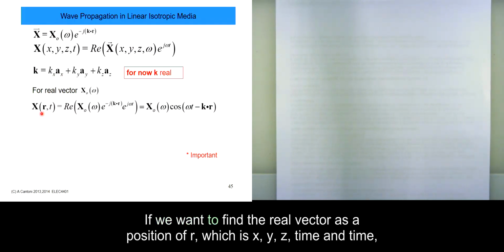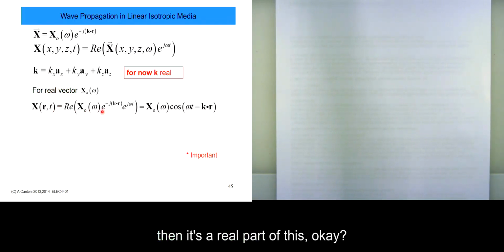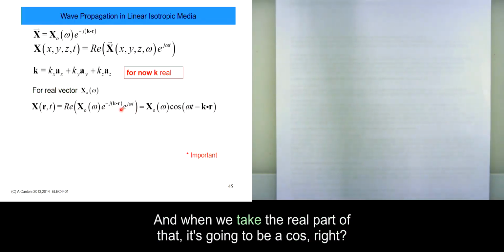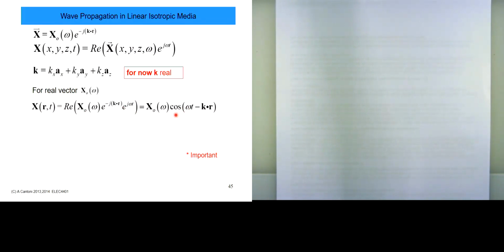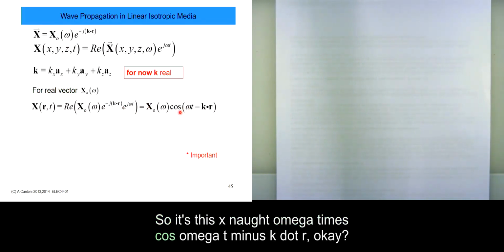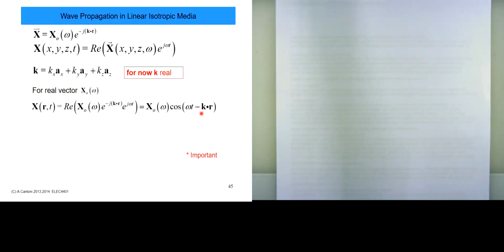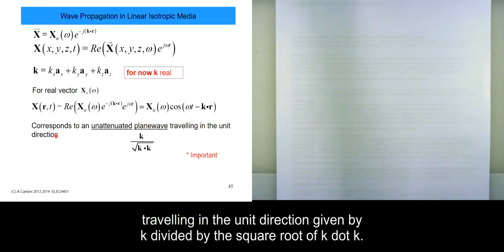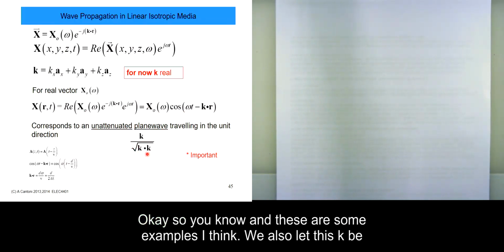If we want to find the real vector as a function of position r, which is x, y, and z, and time, then it's the real part of this. We can combine those because it's two exponentials multiplied by each other, and when we take the real part, it's going to be a cos. So it's E naught of omega times cos(omega t minus k dot r). I'm going to show later that this corresponds to an unattenuated plane wave travelling in the unit direction given by k divided by the square root of k dot k. These are some examples of the plane wave function.